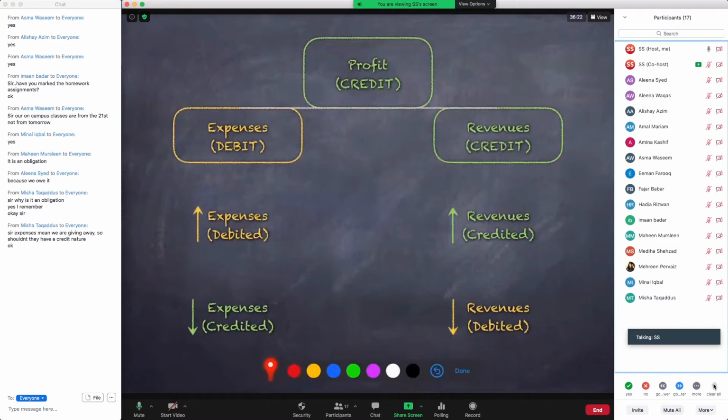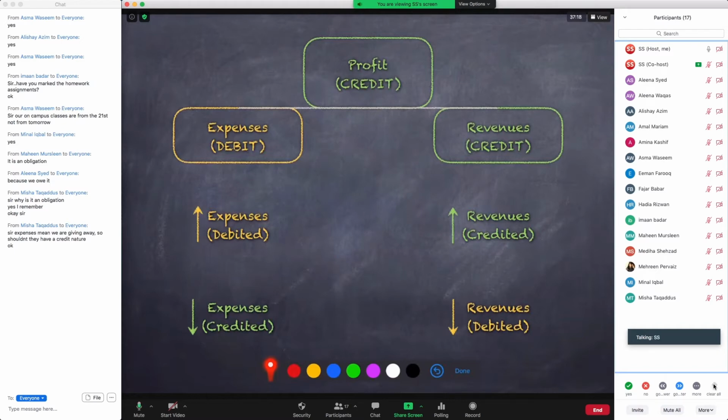Misha says, sir, expenses mean we are giving away, so shouldn't they have a credit nature? Okay, Misha, debit and credit are not decided based on what is being given and what is being received. There are many levels of trying to understand what debit and credit is. Debit and credit are not as simplified as increase or decrease or plus or minus or giving or receiving. It's not as simple as that. At the first level of understanding, maybe you could say that credit is when you give and debit is what you receive and so on and so forth. But this is not how it is.